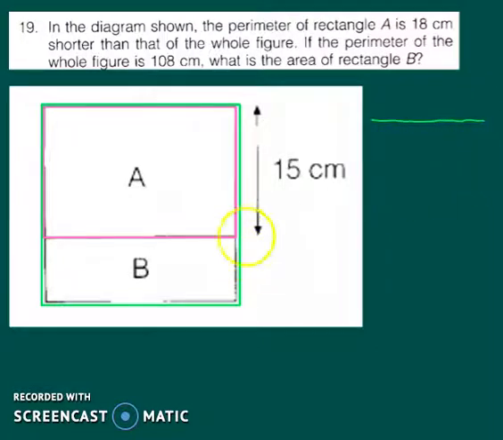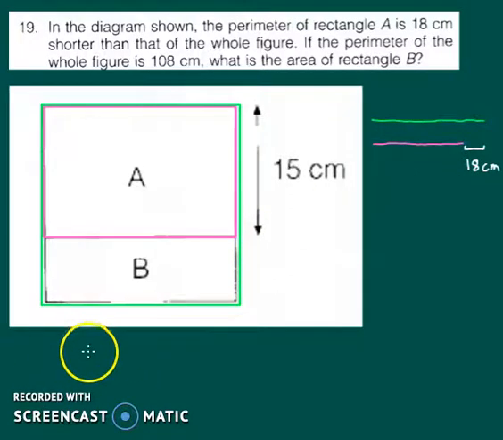So if this green string is going around the edge of the whole figure, so A and B combined, then the perimeter of rectangle A is 18 centimeters shorter, which means that if this is a string, the pink string will be 18 centimeters shorter than the green string, which means that this leftover portion of string here is equal to 18 centimeters. That's just a way for us to visualize what that difference means.